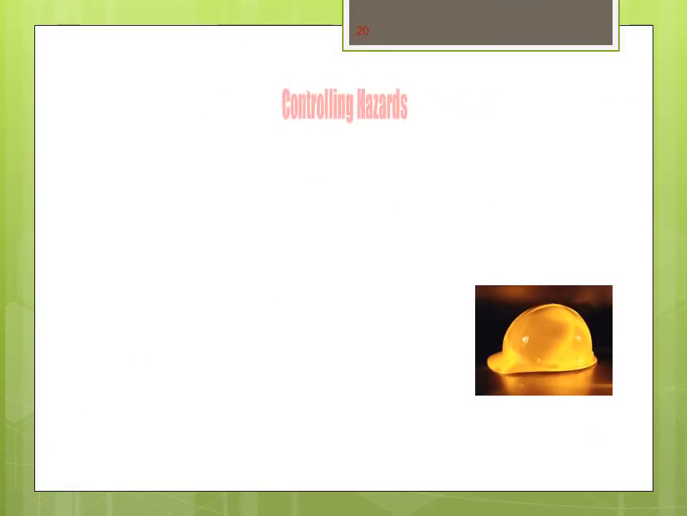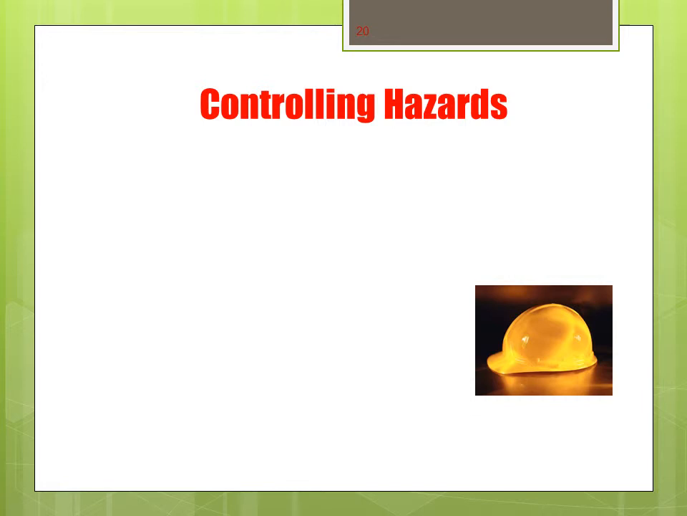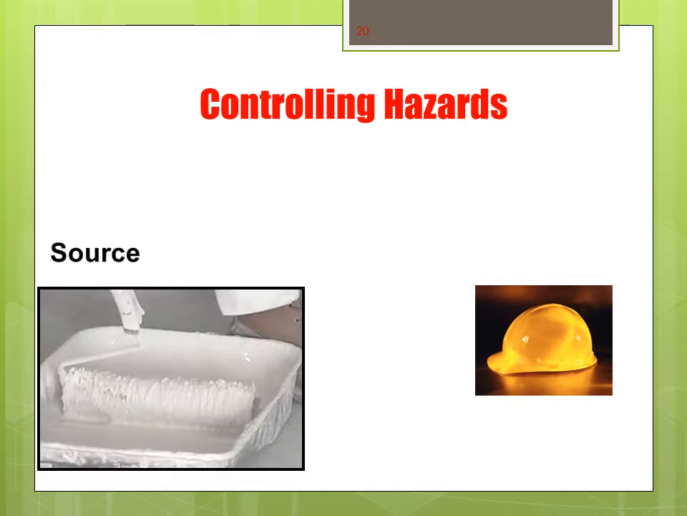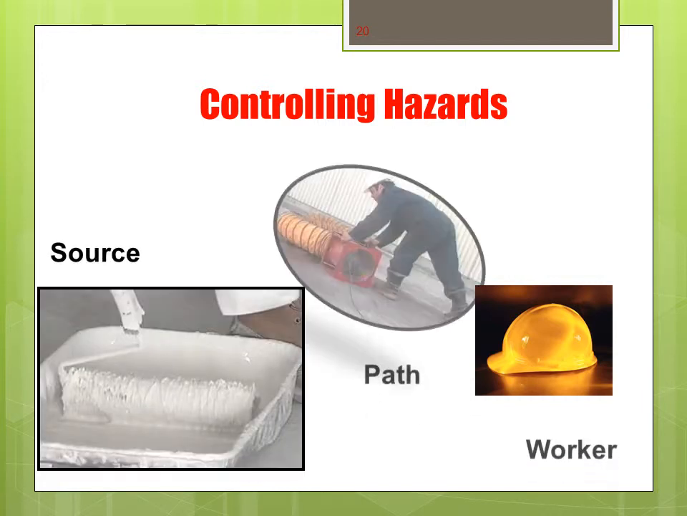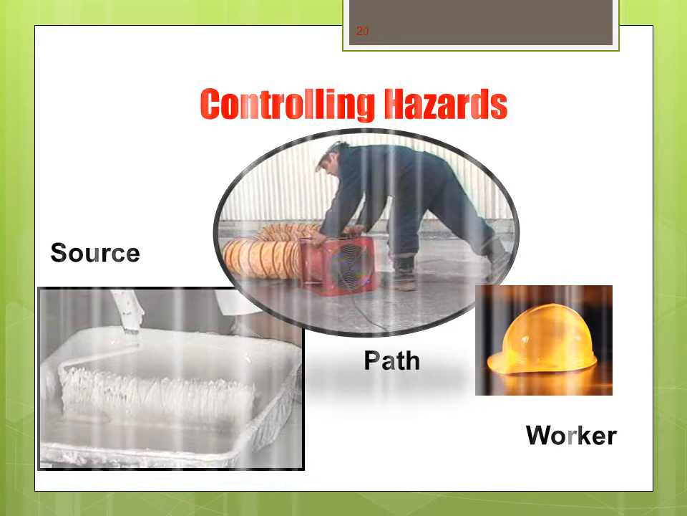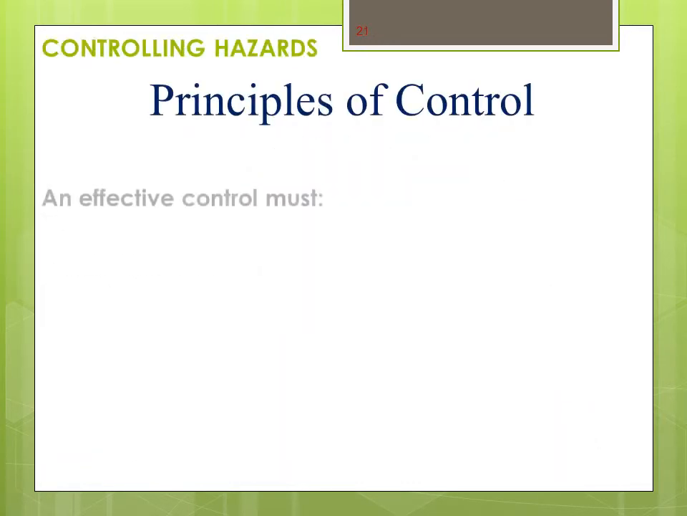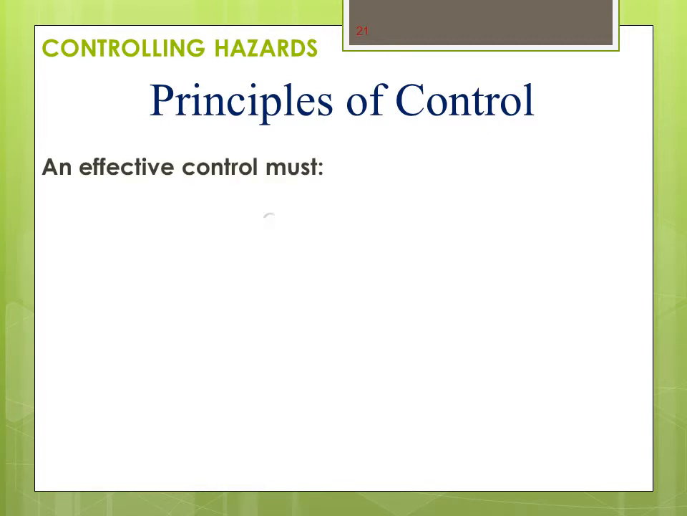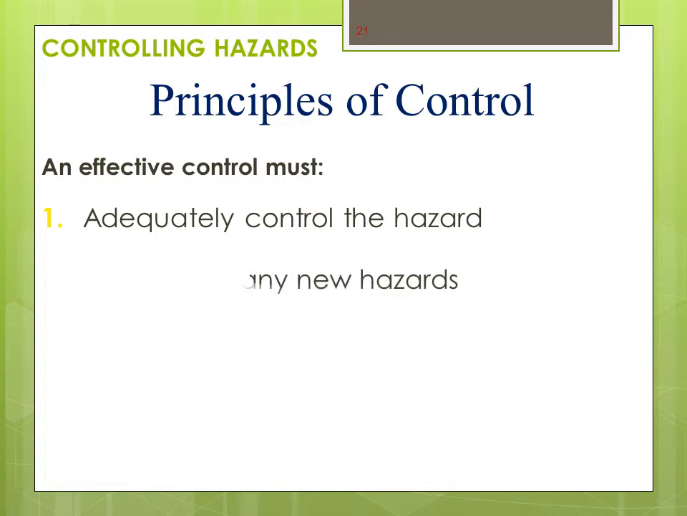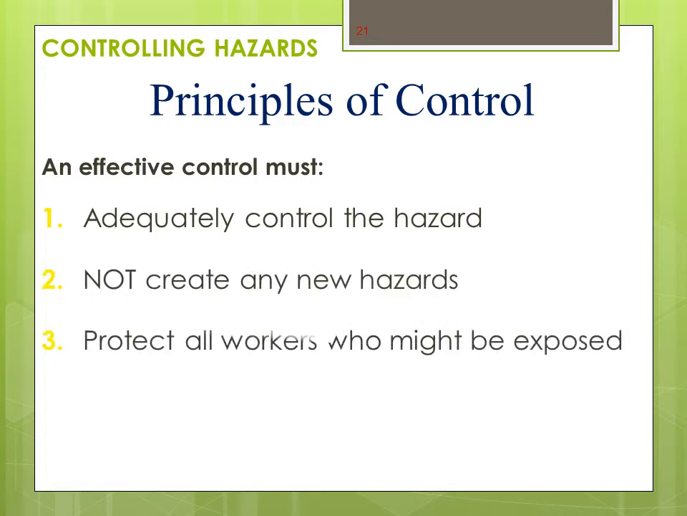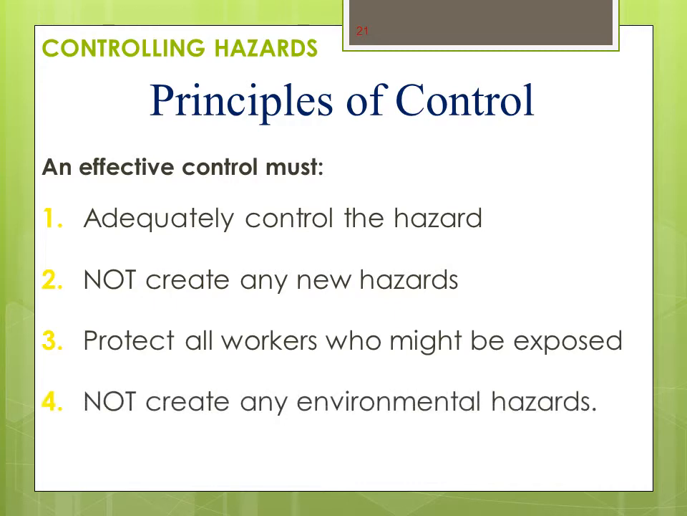Controlling hazards is important to prevent overexposure. There are 3 ways to do this: at the source, along the path, and at the worker. Each control must meet certain requirements. They must adequately control the hazard, allow workers to do their jobs without undue discomfort and must not create new hazards, protect every worker who might be exposed to it, and they must not create a hazard in surrounding areas.